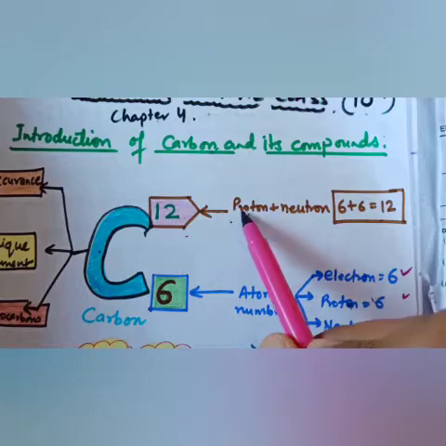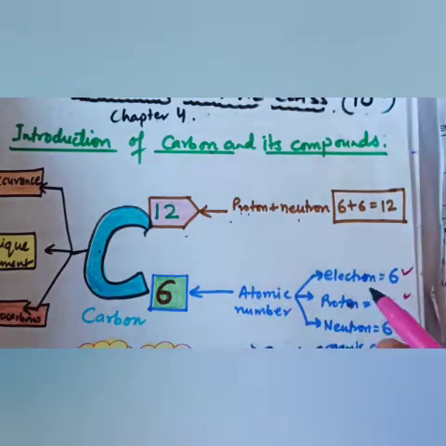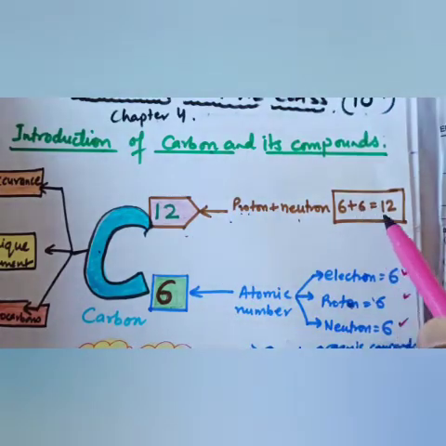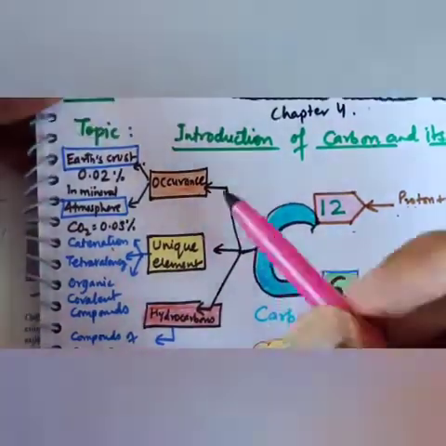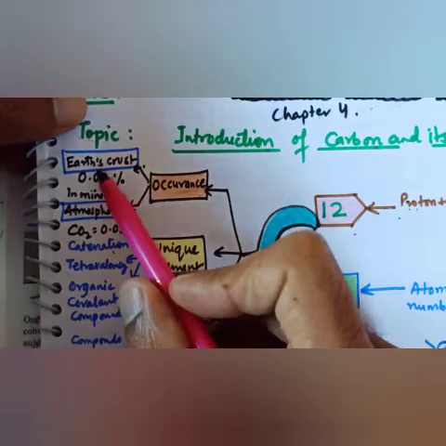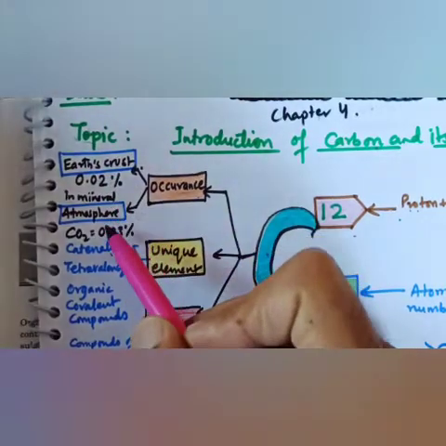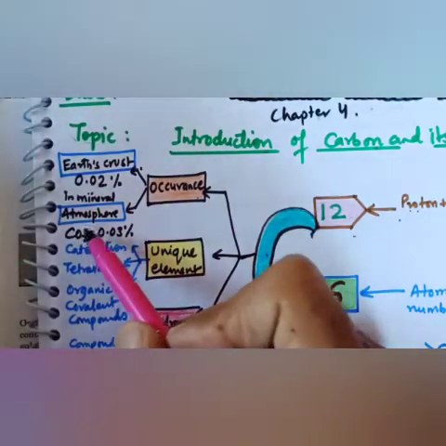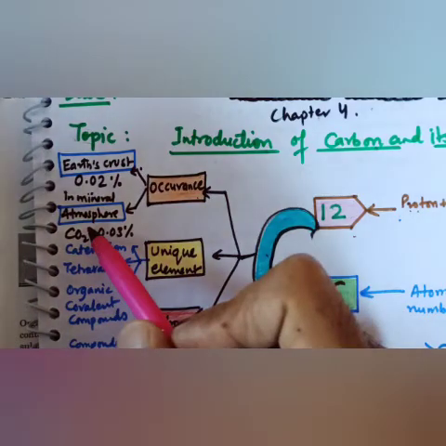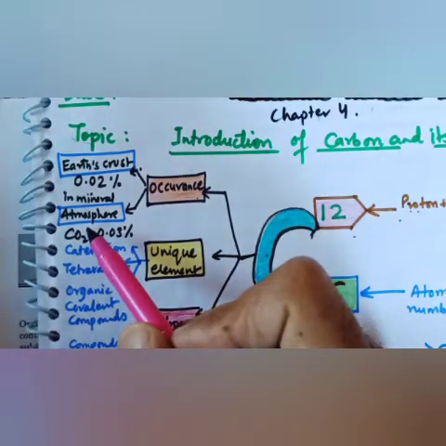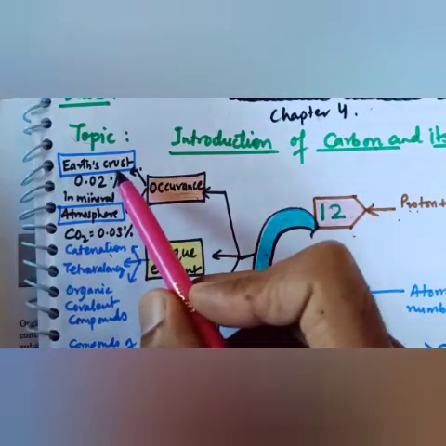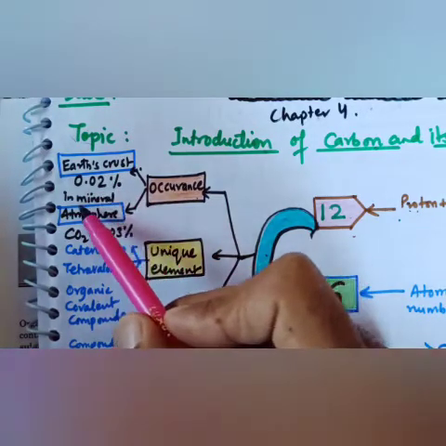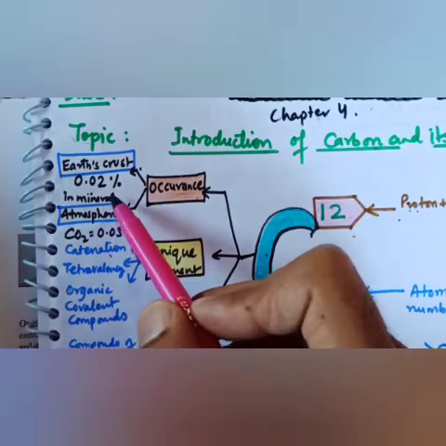We know the sum of protons and neutrons is called mass. Thus, there are 6 protons and 6 neutrons, 6 plus 6, 12. That's why it's 12 mass. Why is it unique? If we talk about occurrence, it is very important. As carbon dioxide, it is present in our atmosphere, which plays a very important role in balancing oxygen and carbon dioxide, to balance plant and animal life on the earth. It is present in the earth's crust at 0.02% in the form of minerals like carbonates.